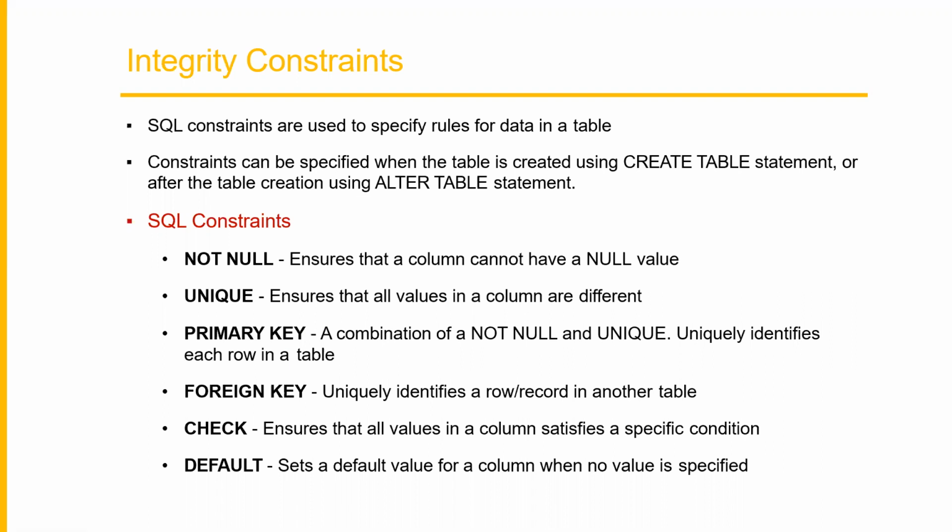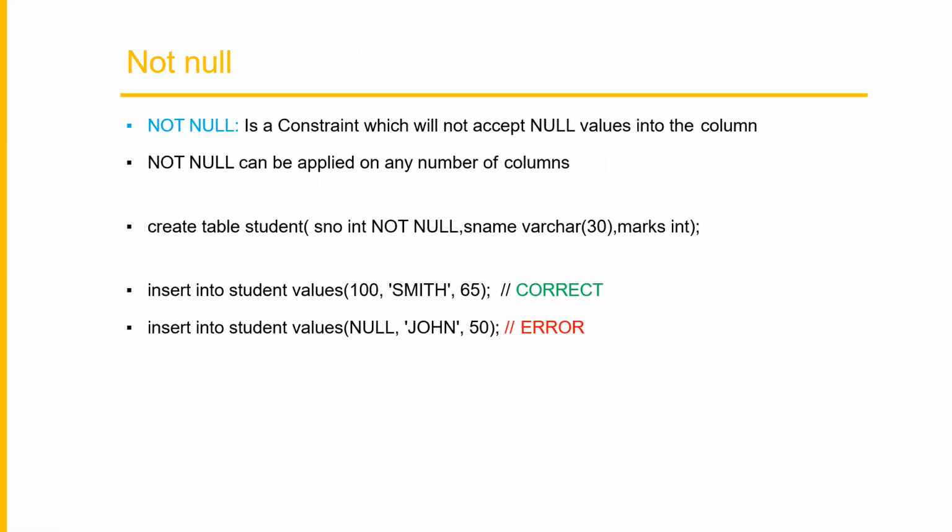Default is used to set a default value for a column. So say for example we define some column, and we can give it a default value, so that even if we miss providing a value to that column, that default value will be assigned to the column. These are the different integrity constraints or SQL constraints we have in SQL, and we are going to discuss these constraints in detail now. First of all, not null.